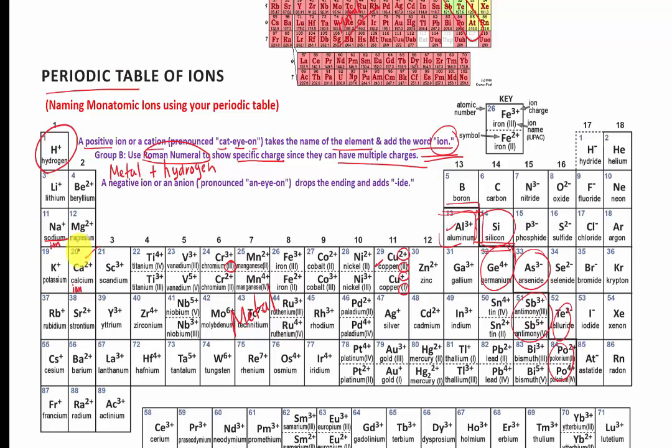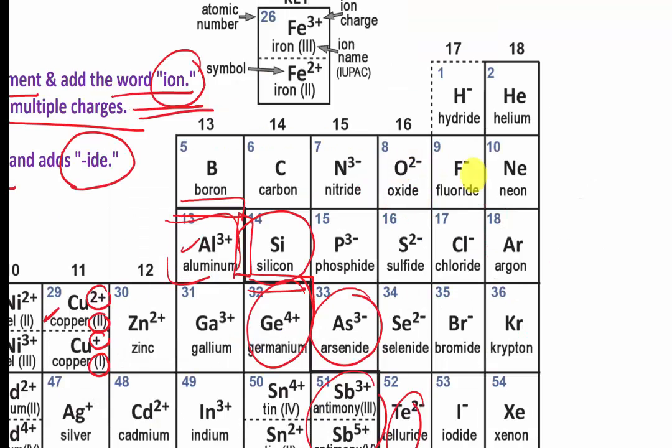Now let's look at naming negative ions, or an anion, pronounced anion. How do we name an anion? It's basically we drop the ending of the element and we add IDE to it. So let's look at one example. We have fluoride. Fluoride is coming from the element fluorine. Notice how we drop this ending, right? And we add IDE to it.